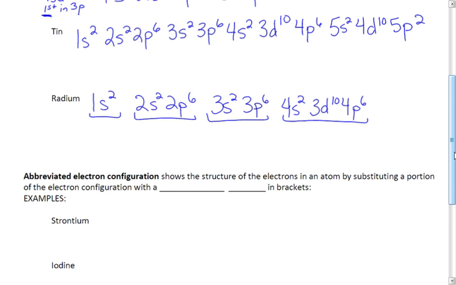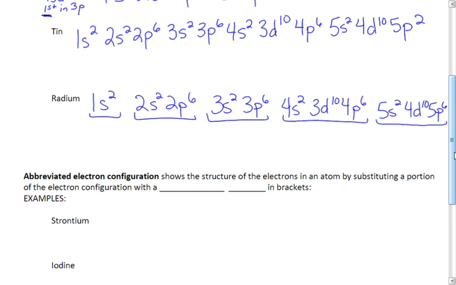Fifth row has that same pattern, 5s2, 4d10, 5p6. And you don't have to have these little dividers that I'm making. If it's helpful for you to do it that way, include them. Otherwise, you can just run them all together in a long line.